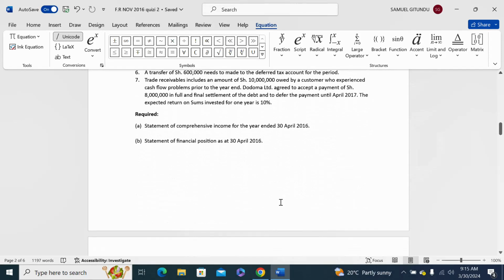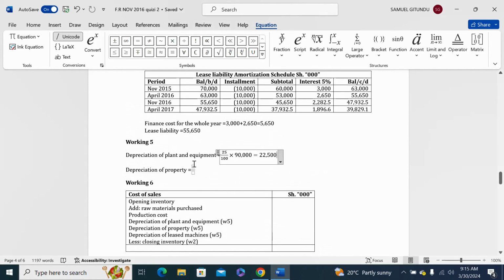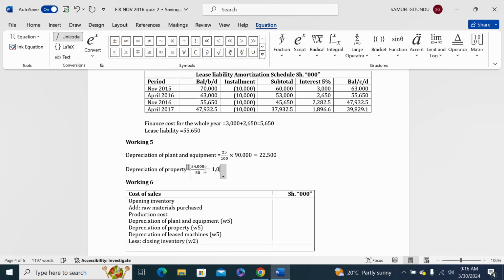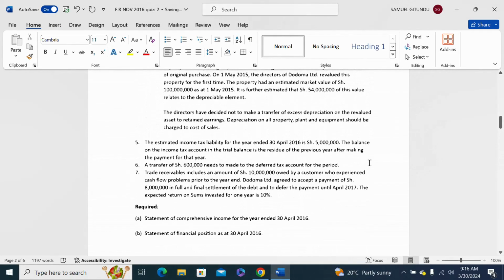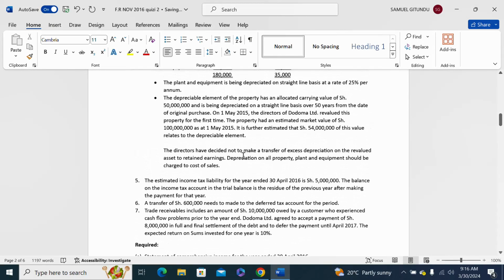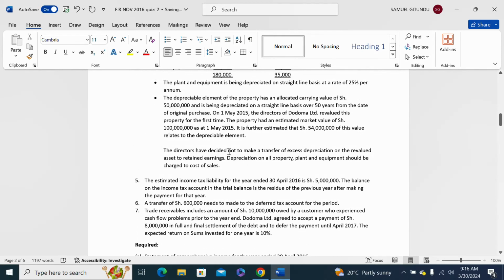So, the depreciation of property now is going to be 54 million, we divide by the useful life of 50 years, which you are getting 1,080,000. We are done with that working.